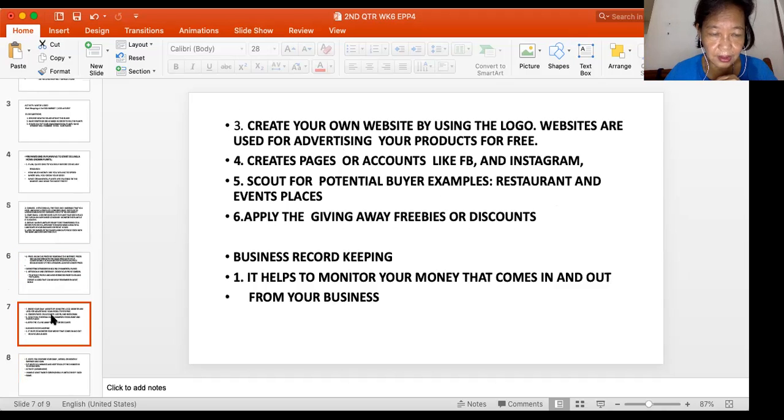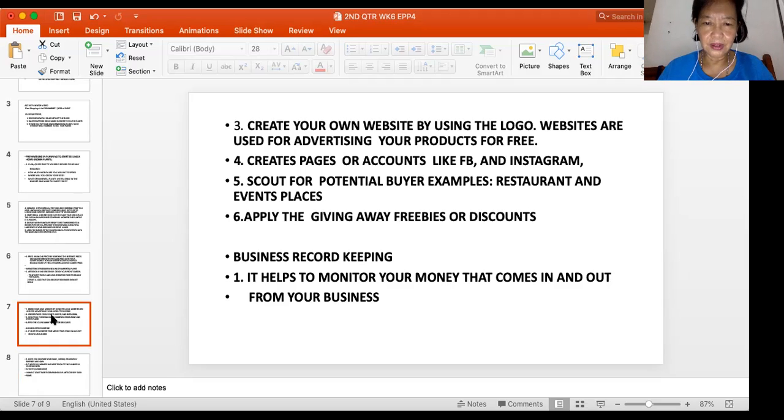Next, number three, you have to create your own website by using the logo. Websites are used for advertising your products for free. So some of these plants will be screenshots so that they can be shown in the website to attract the buyer. So you make your own website.